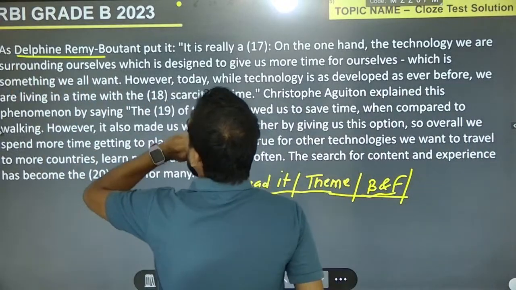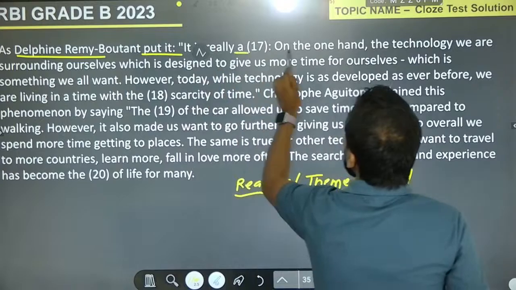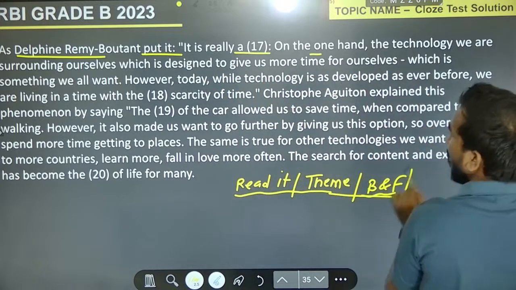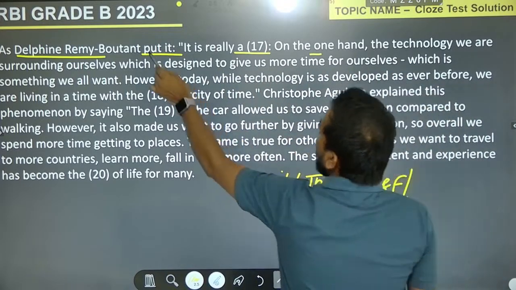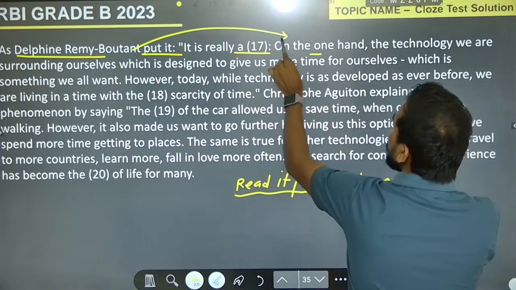As Delphine Remy Boateng put it, it is really a blank. On the one hand, okay, she is going to tell us about the two ways. The first one is on the one hand.